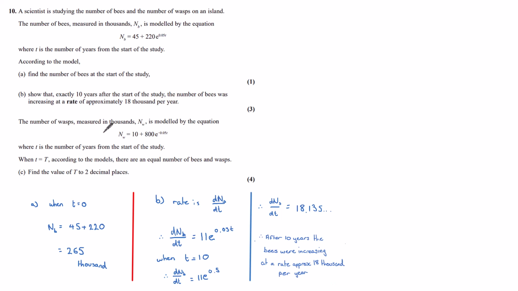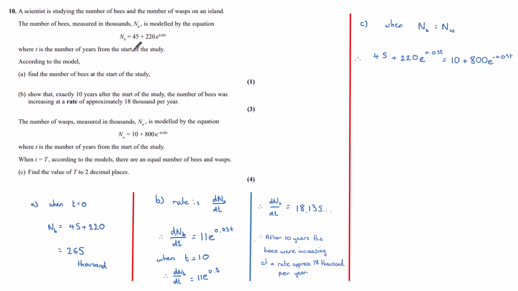The number of wasps measured in thousands, NW, is modelled by the equation NW is equal to 10 plus 800 e to the minus 0.05t, where t is the number of years from the start of the study. When little t equals capital T, according to the models, there are an equal number of bees and wasps. So that is when our two models are equal to each other, we have the same number of bees and wasps.